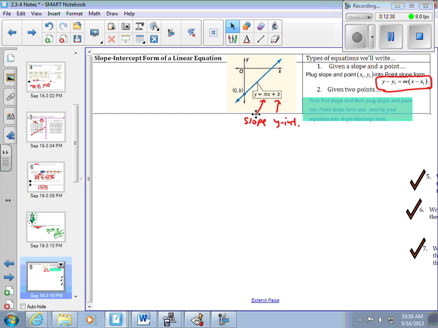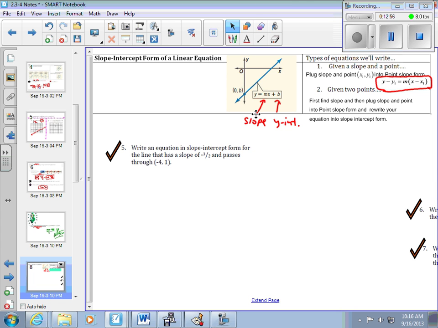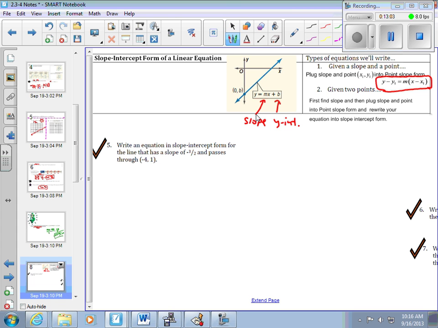If you're given 2 points and you want to find the equation, first find the slope, just like we've already done on this note sheet, and then plug the slope and one of your 2 points into point slope form and rewrite your equation into slope-intercept form. Let's try that one out here. Let's look at example 5. Write an equation in slope-intercept form for a line that has a slope. Okay, so they're giving us a slope and passes through the point (-4, 1).